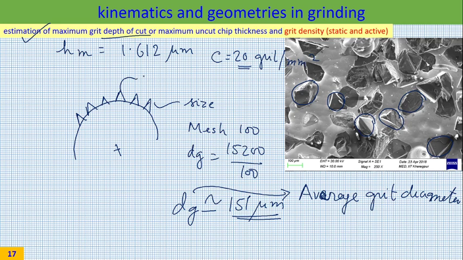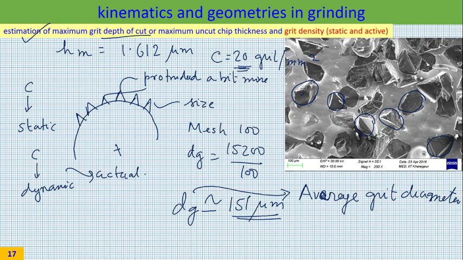If there is variation, one of them would be protruded a bit more, one would be a bit less. So because of that, if you count 1, 2, 3 and in this way you get a number, this many grits in this much millimeter square, that C is called static C. Then what is dynamic C? Dynamic C is the actual number of grits that participate in chip formation. When I say chip formation, it means grit chip interaction.